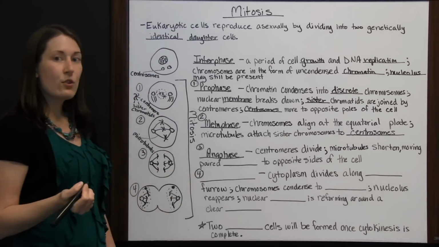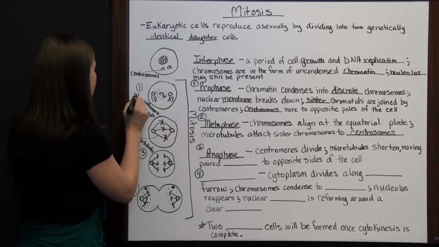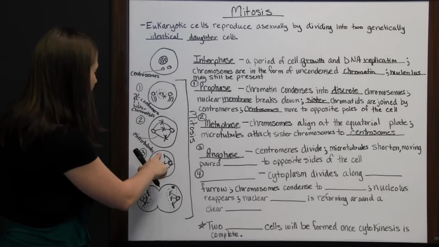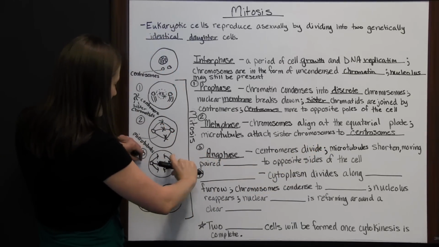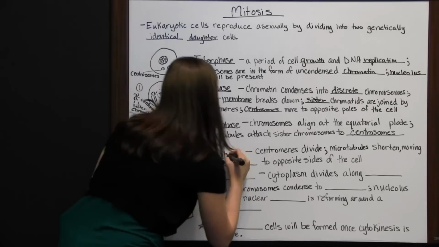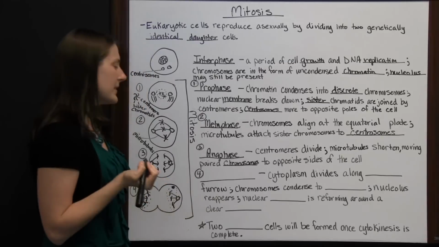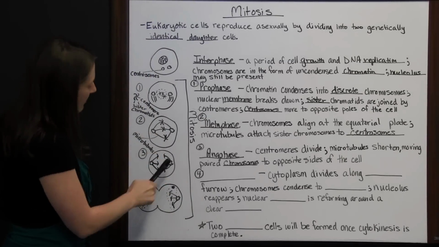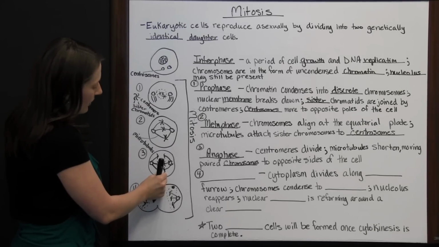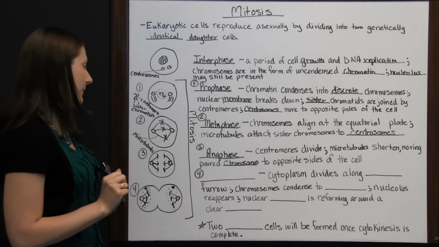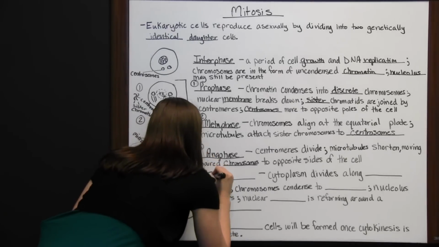In anaphase, the centromeres divide. So remember, your centromere was that little center here that was kind of holding the two chromatids together. So in anaphase, they divide. The microtubules shorten, so where they're longer, they shorten up, moving paired chromosomes to opposite sides of the cell. So we had these paired chromosomes, and now the microtubules are shortening. They're moving those individual chromosomes over closer to the centrosomes now. And then you're ready for the last phase of mitosis, which is telophase.